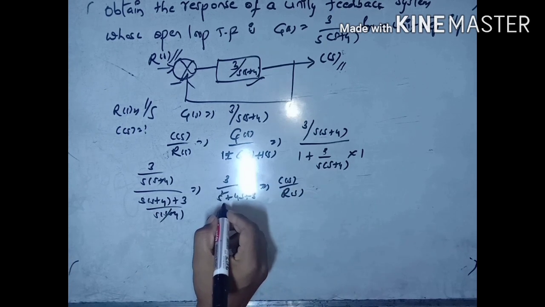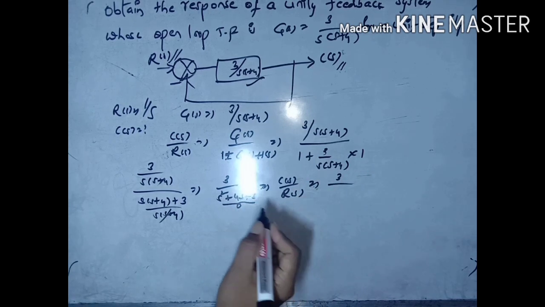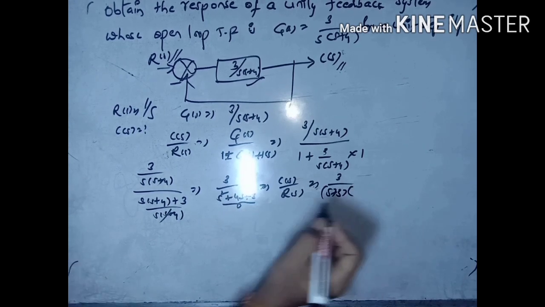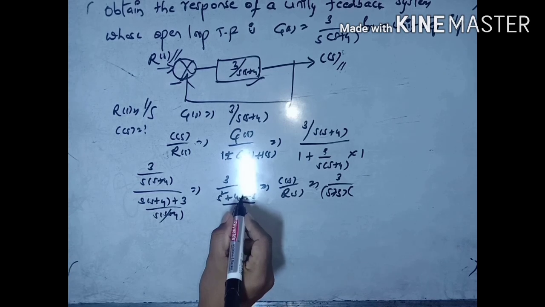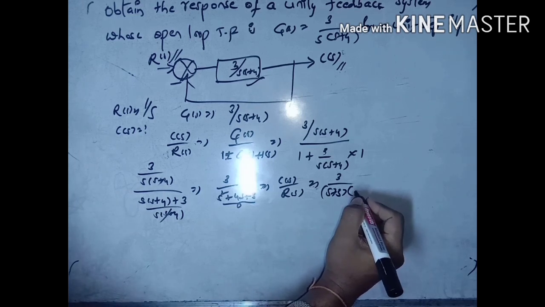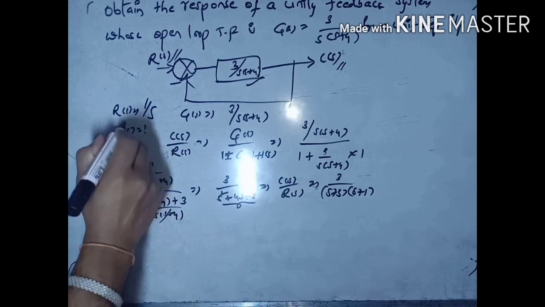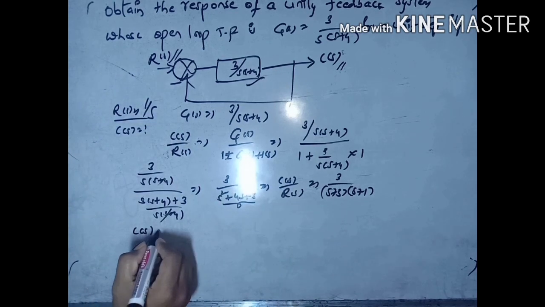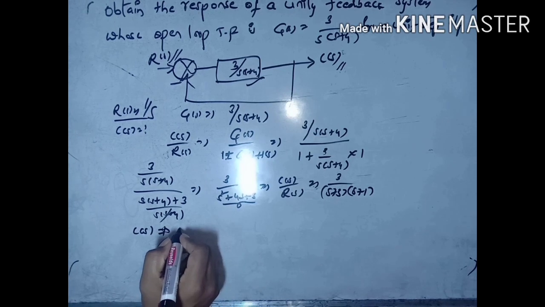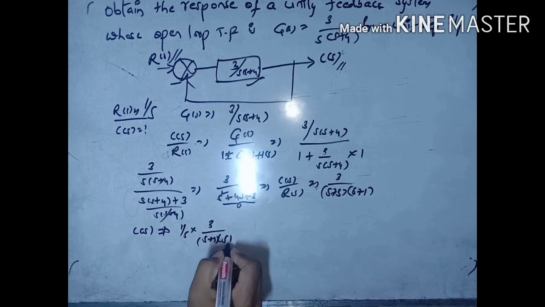And again from this we will get the factors. s² + 4s + 3 can be written as s² + 3s + s + 3, that is s(s+3) + 1(s+3). So (s+3) and (s+1) are the factors we get for C(s)/R(s). As we already know R(s) equals 1/s, we have to calculate C(s). C(s) is the output response that we are going to calculate. C(s) is nothing but 1/s into 3/((s+1)(s+3)).